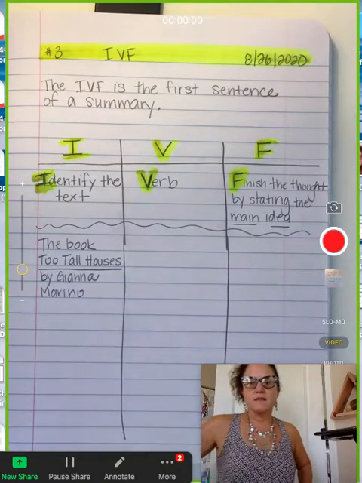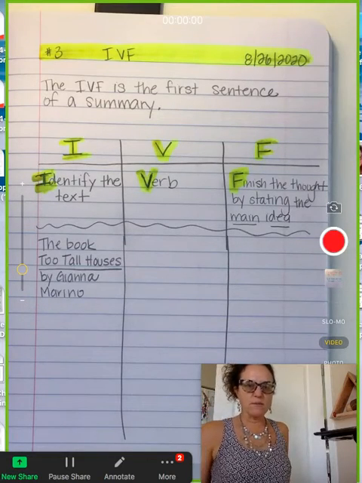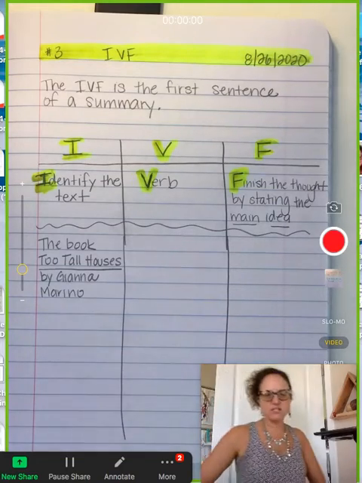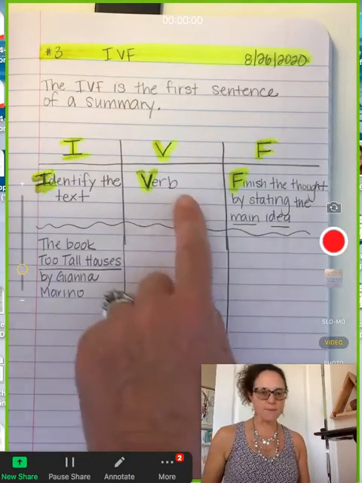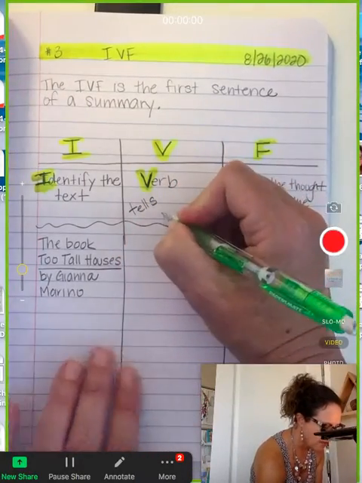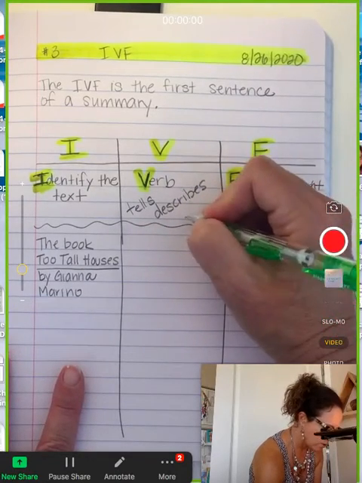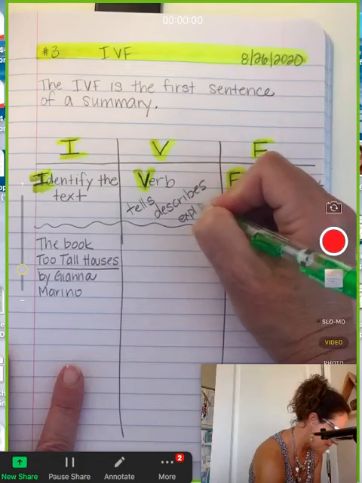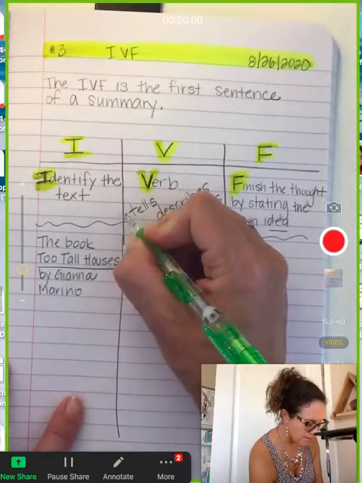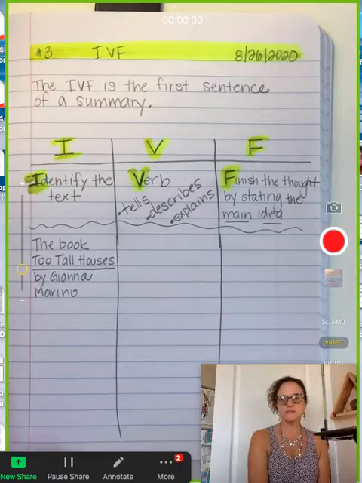Okay. Thank you, Delaney. All right, let's talk about those verbs. Khalil, you were the one that remembered that V stood for verbs. So I'm going to give you some verbs that you might choose from, and I'm going to put them up here on the top. So you might use the verb tells. You might use the word describes. You might use the word explains. These are all verbs that would be appropriate for the IVF. Let's pick one.